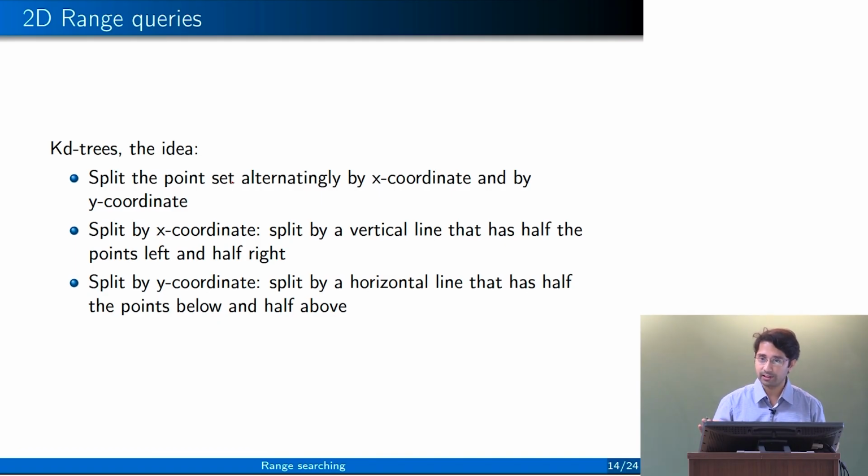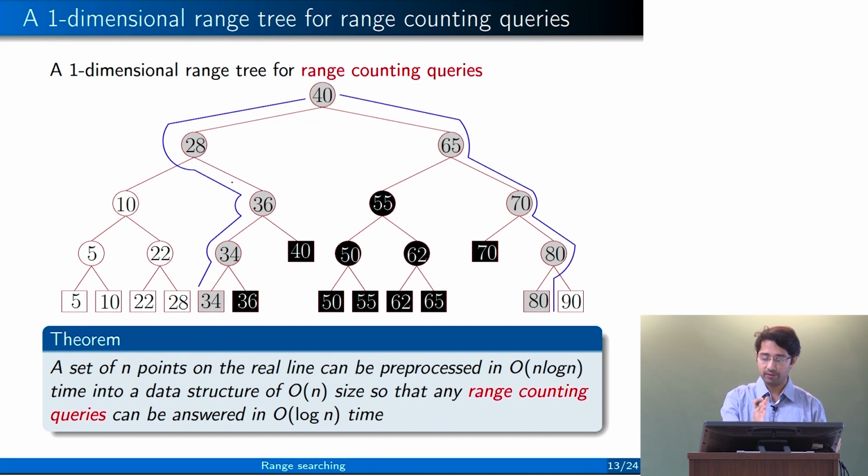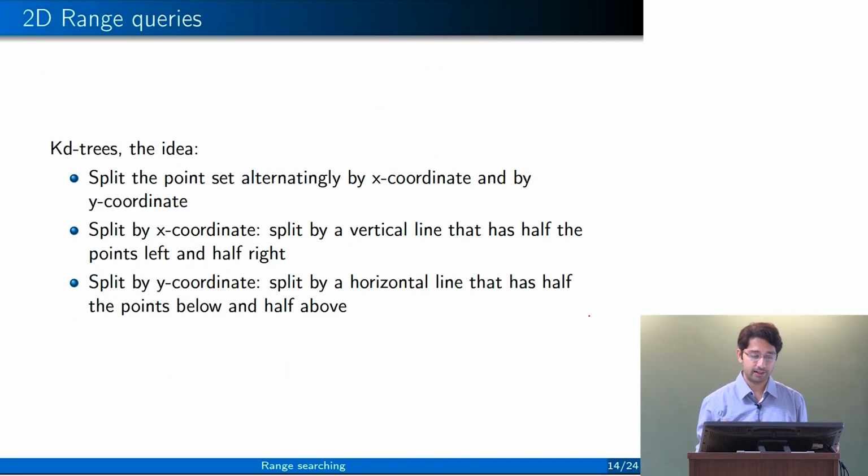What is the idea for KD trees? The same as what we are doing here: we are dividing the points half and half in one dimension. Left I am pushing to the left subtree, right I am pushing to the right subtree. This is the idea of constructing a one dimensional range tree. We will extend this idea. What will I do?